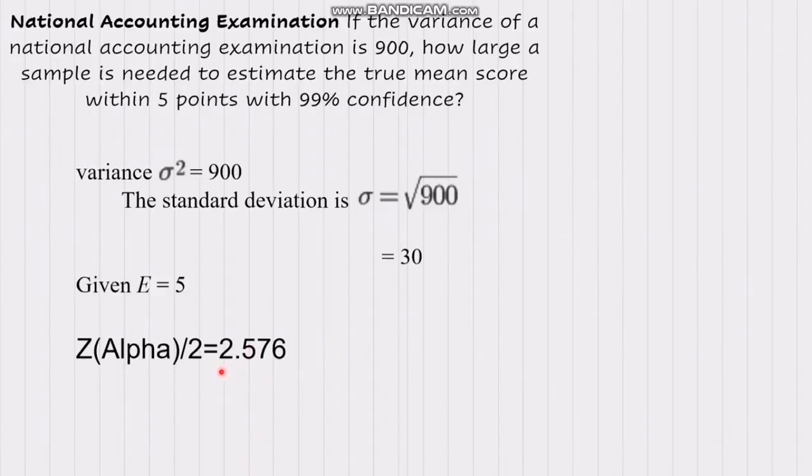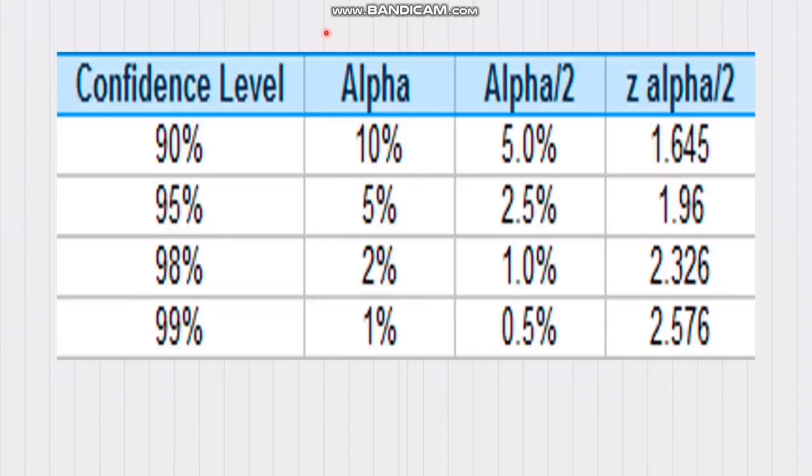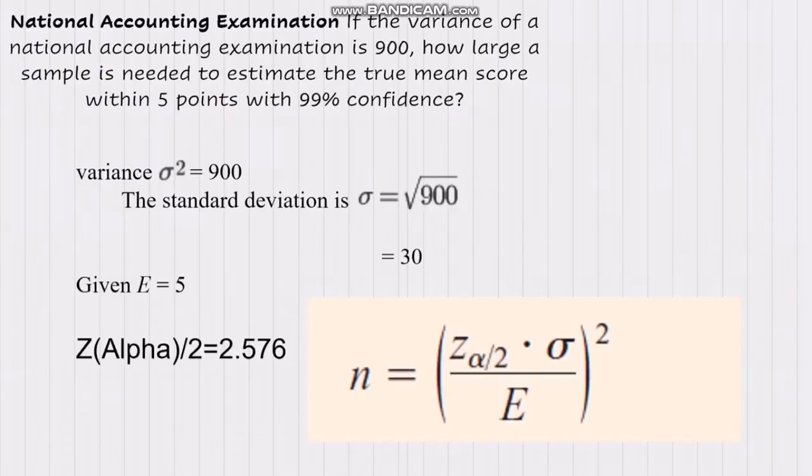Now you're wondering where our Z alpha over 2 came from? It came from the given of 99% confidence. So let's look at this table. The confidence level is 99%, and we have to find the Z alpha over 2. So the confidence level 99% is equal to the Z alpha over 2 of 2.57. So now we have the formula for the minimum sample size needed for an interval estimate of the population mean.